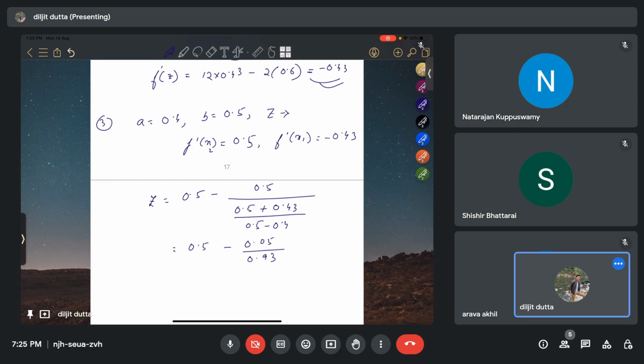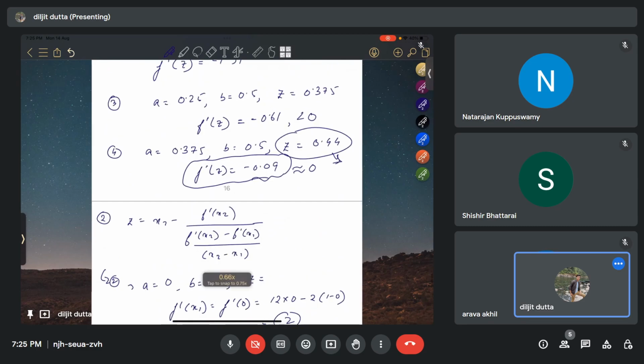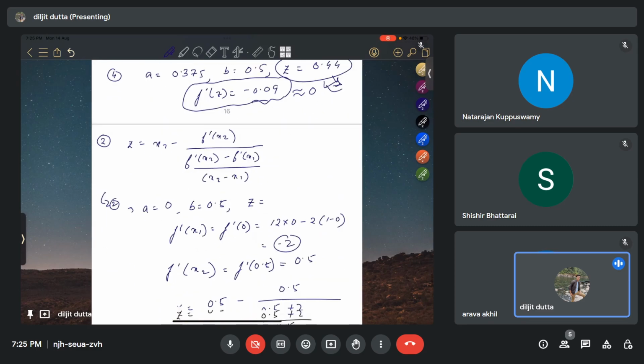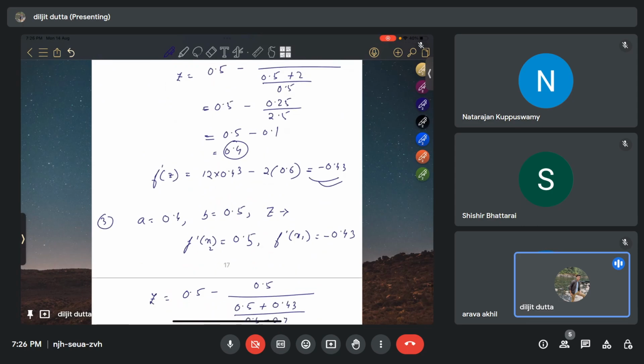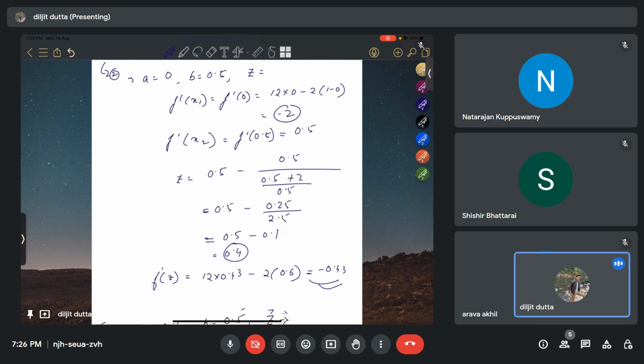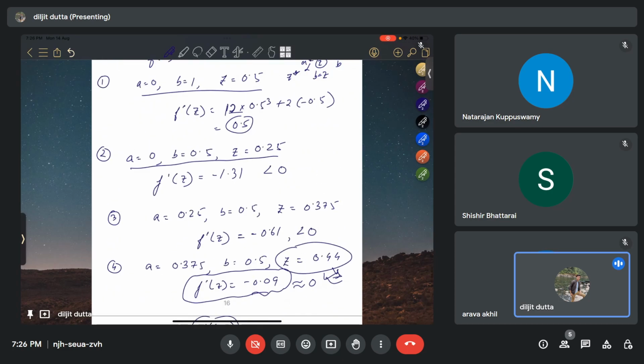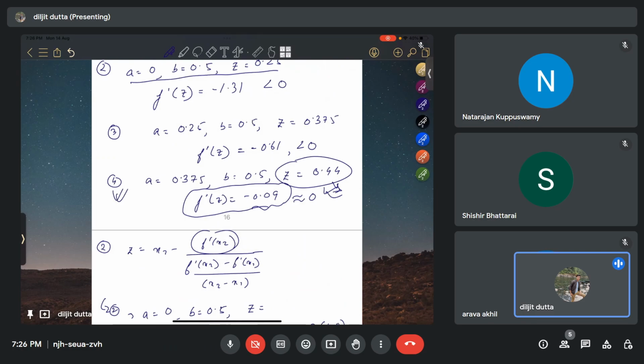0.05 divided by 0.93, so it will be around 0.44. So directly getting to 0.44 here, and we evaluated the z at 0.44. So we are reducing the number of iterations if we are taking the value of z based on the derivatives at x2 and x1. We are reducing the number since we are getting to this z equal to 0.44 at third iteration only. Here in the initial we went to at least till fourth iteration.